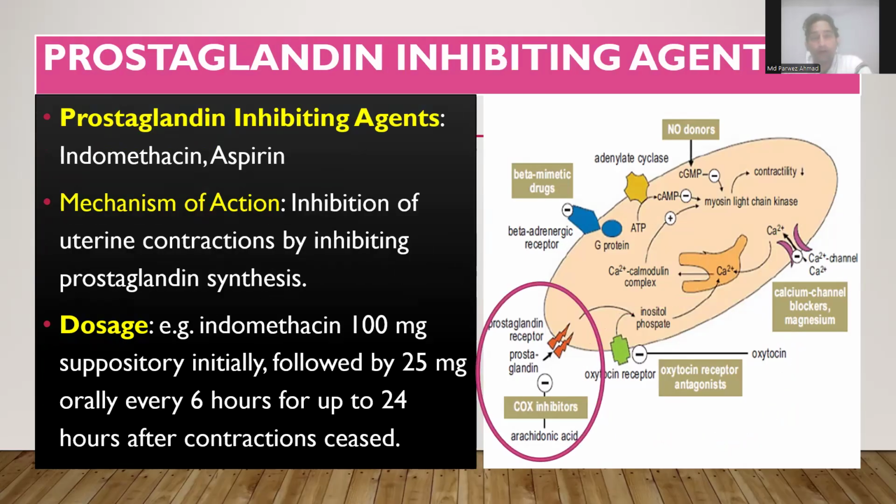Now move to the next category of drug, prostaglandin inhibiting agents. We know that prostaglandin inhibitors like NSAIDs, non-steroidal anti-inflammatory drugs like indomethacin, aceclofenac, diclofenac, aspirin, we use to prevent the synthesis of prostaglandin.